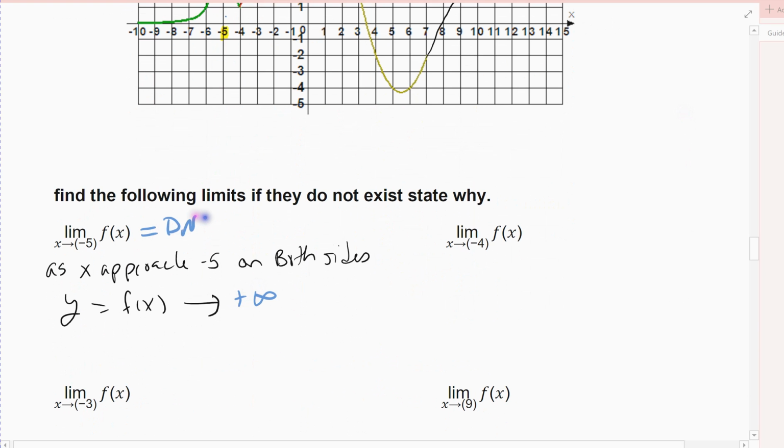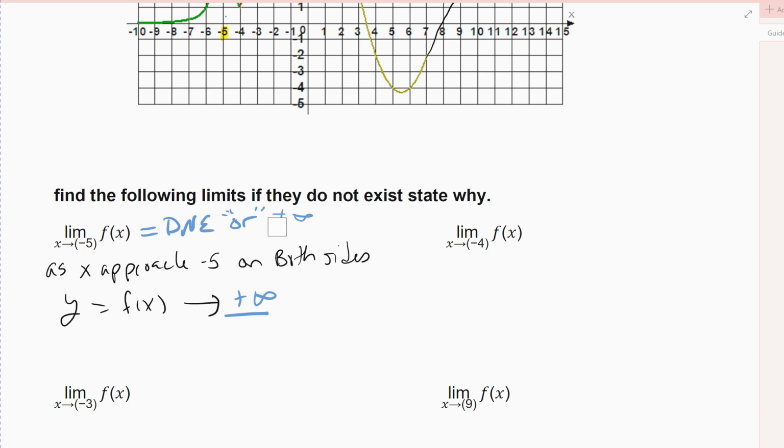You can either write does not exist because it's approaching an infinity, or since it's approaching the same infinity on both sides, and we do this more in the other calc class, it would be appropriate to answer this as well if you were taking a test or a quiz. You could also say positive infinity, because that is what it's doing. As x approaches -5, the function's growing indefinitely. The closer I get to -5 from both sides, it's getting bigger and bigger and bigger. And so either one of those answers would be acceptable: does not exist because it's infinite, or since both sides are approaching infinity, we'd accept infinity as an answer as well.